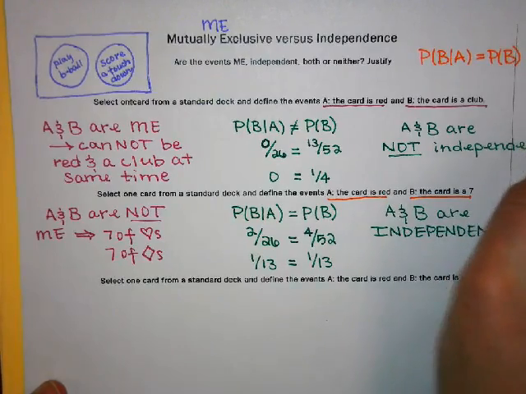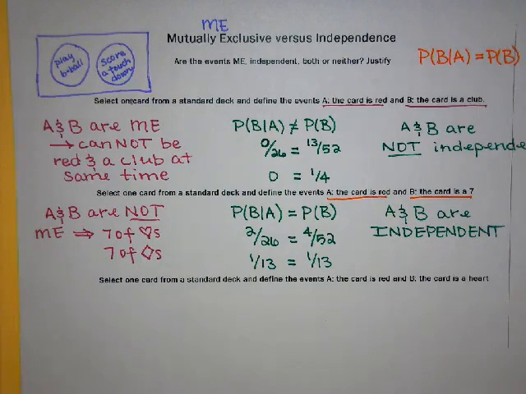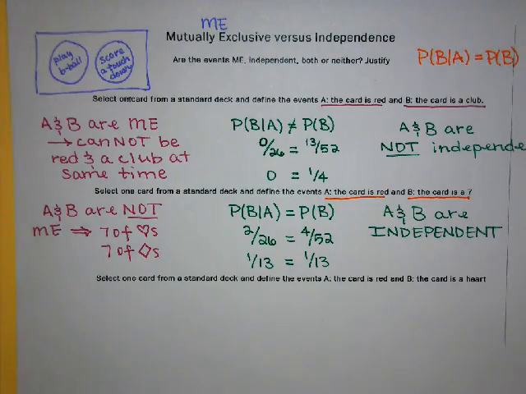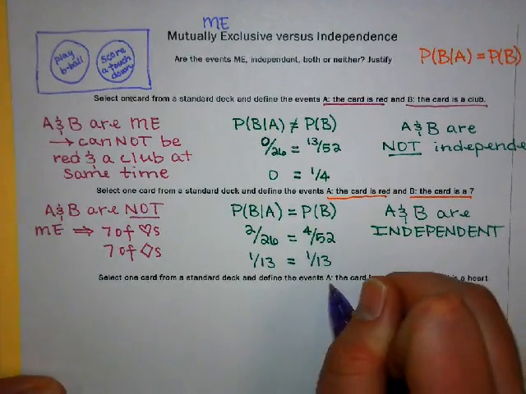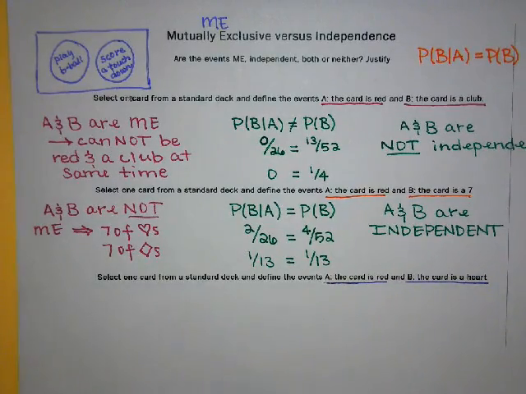All right, so still picking one card. Here, event A, still red. Event B, the card is a heart. So are A and B mutually exclusive? No, thank you, Joanna. They're not, because all hearts are red cards. So they are not mutually exclusive.